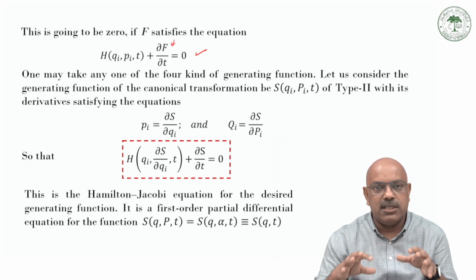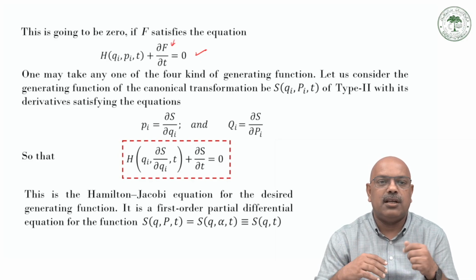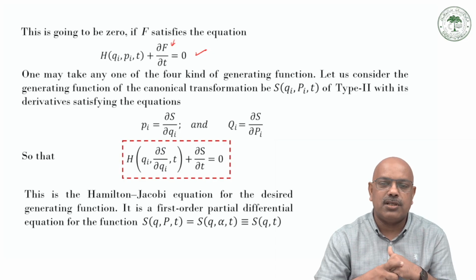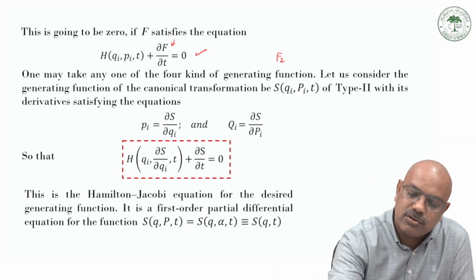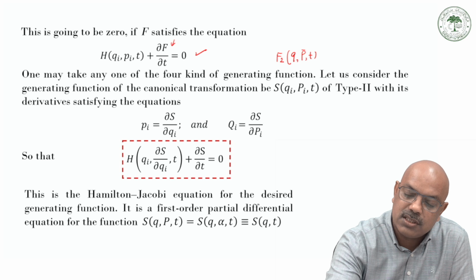So for this time, let us consider the generating function of the canonical transformation of type 2, say F2. So type 2 is F2, and you see that it depends upon small q, capital P and t. Okay, this is my type 2 generating function.